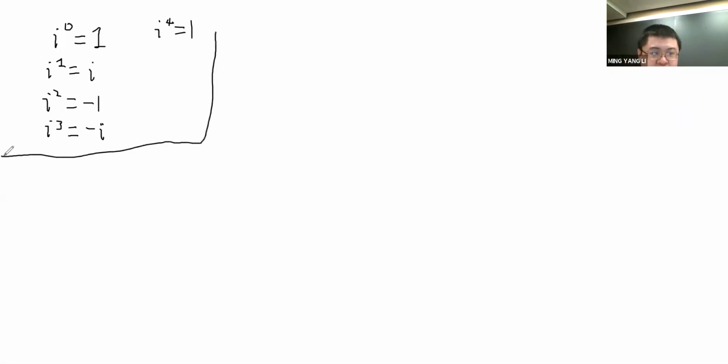So now let's see, what if we have not a monomial about this variable, not only i to a certain power, but a polynomial? So we're going to introduce this concept: the complex number.